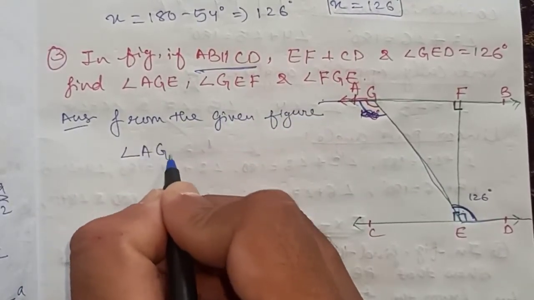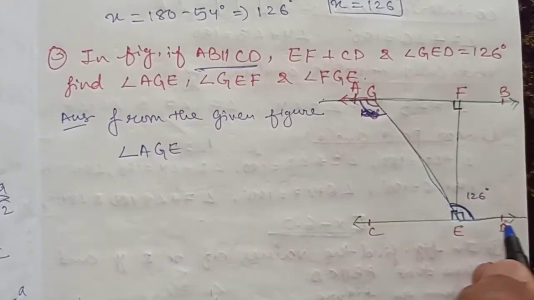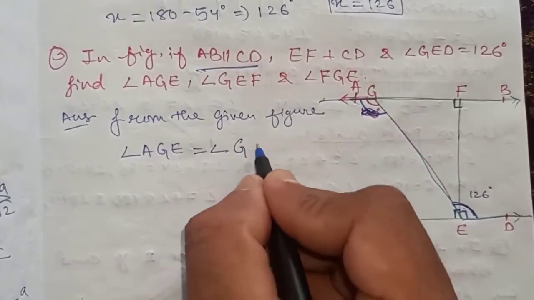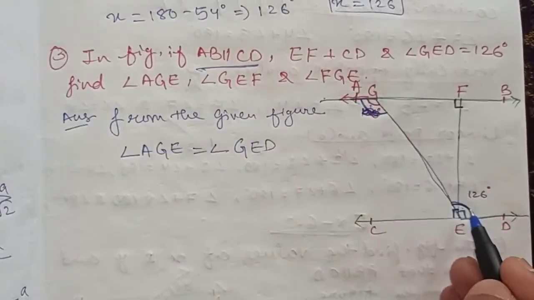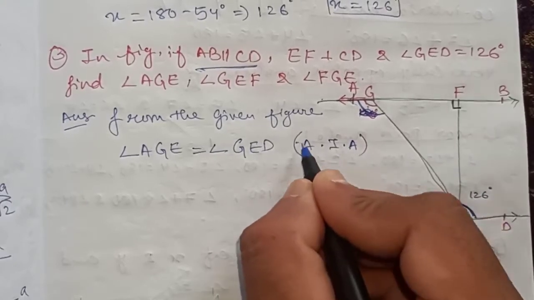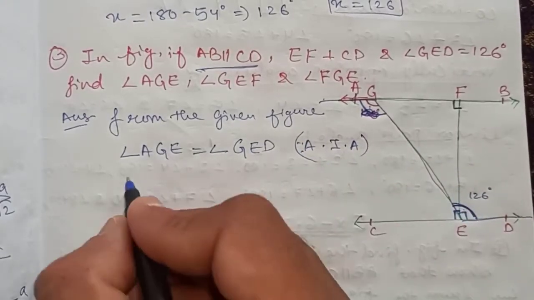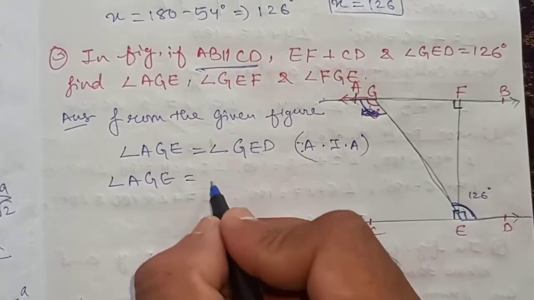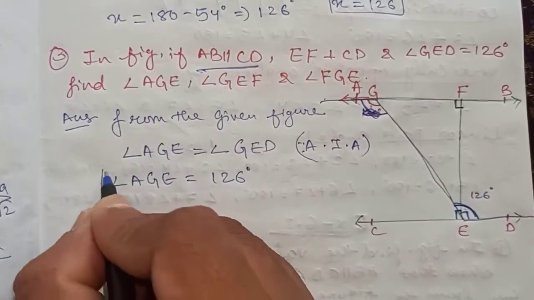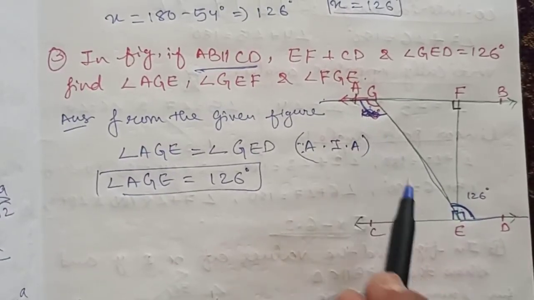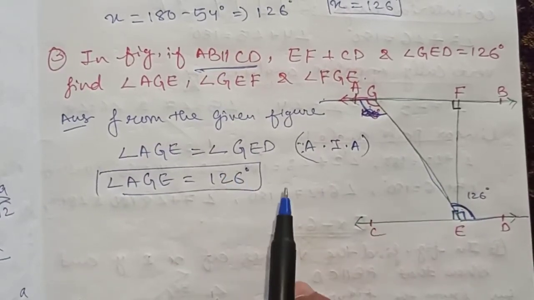angle AGE equals to angle GED. Why these two angles are equal? Because alternate interior angle. Condition is alternate interior angle. How much is GED? GED is 126 degree. So AGE is also 126 degree. Over these two angles are equal, so both the values will be same.